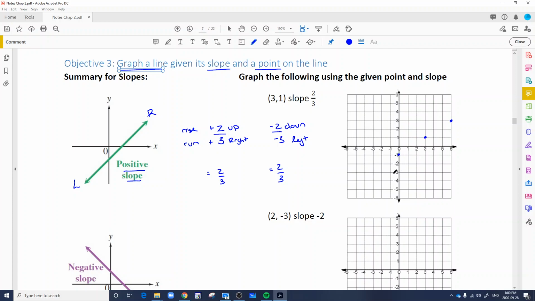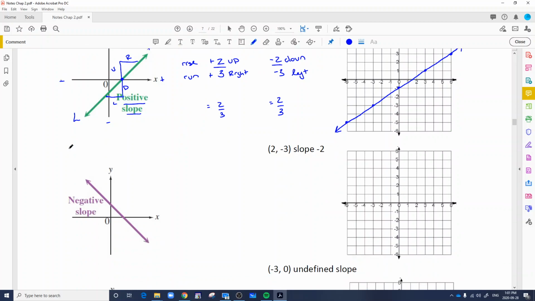So I could go down another 2 and left another 3, but I could only do that in this direction. I couldn't go up 2, right 3 anymore. So it's good to be able to know how to go both directions. Then you can connect your dots, because this is just a representation, and make sure you extend beyond and put arrows. So as a summary, if you're graphing a positive slope, you have to go 2 positive directions, so up and right, or 2 negative directions. So you could go down and left. So again, up and right are your positive directions, down and left are your negative directions.